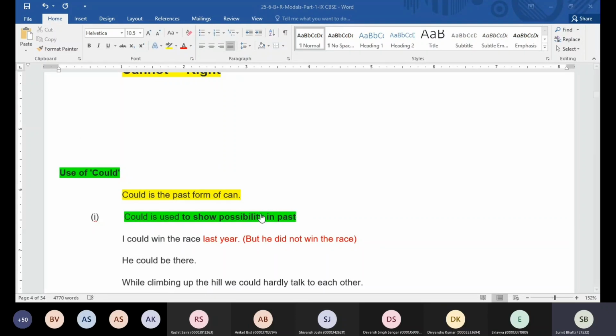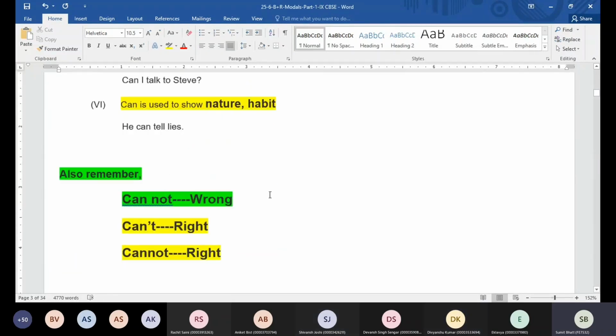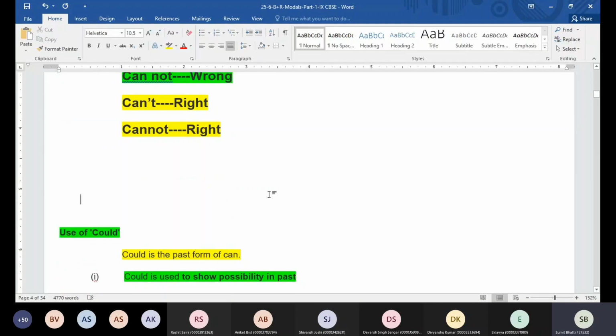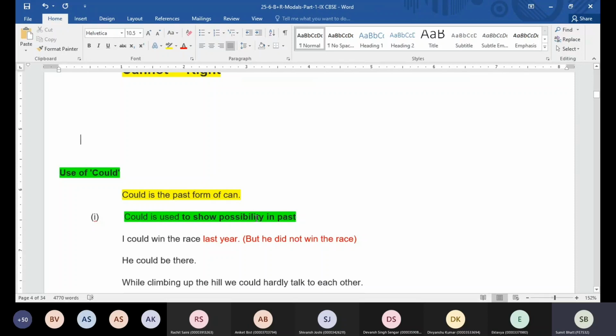Like remember I gave you the example of my friend can come today or he can come anytime. That example. There was a sentence here, right? Like he can come any moment. That means we are saying that it is going to be like 80 to 90% chances are there. When you say that something was possible in the past, like if I say it could rain a minute ago, that means it was possible in the past. It was possible, but it did not happen the way I wanted it to happen. To show past possibilities, you can always use could.